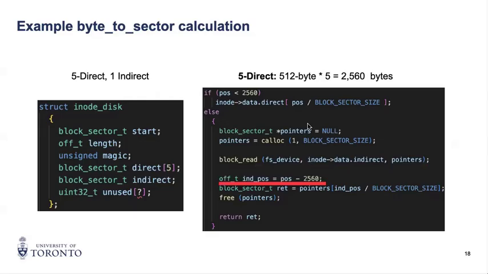If we want to calculate which pointer contains the position, we first have to subtract 2,560 bytes. The reason is that indirection starts after the direct blocks. We subtract 2,560 as the indirect only stores data above that region. Then, using similar arithmetic, we retrieve the sector like we did in direct.